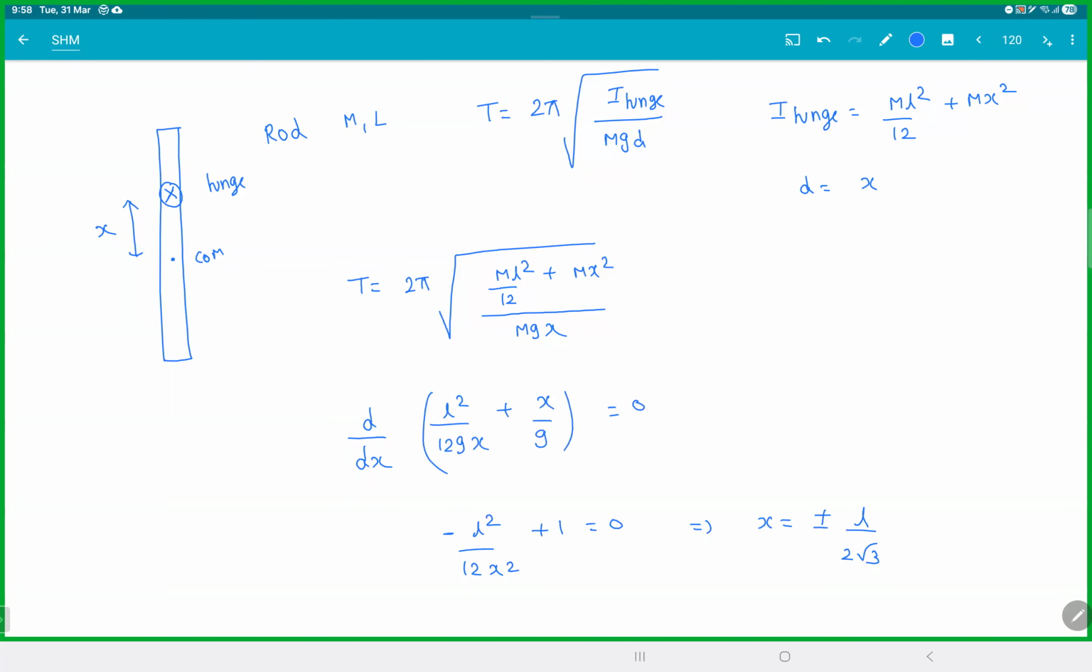That's your answer. So there are two answers. You can keep it on either side of the center of mass. This will give you the minimum time period. You know where you get maximum time period? Put it at the center of mass. If you put it at the center of mass, the body will never rotate. If you displace it, it stays there forever. So time period becomes infinity. Clear with this? So center of mass will give you the maximum time period, and these two positions will give you the minimum time period.